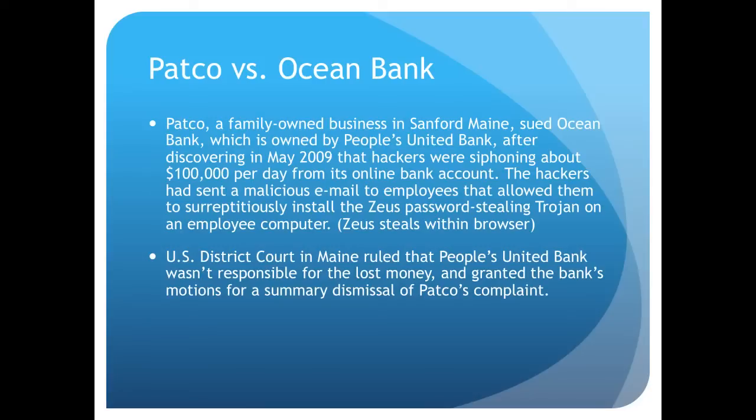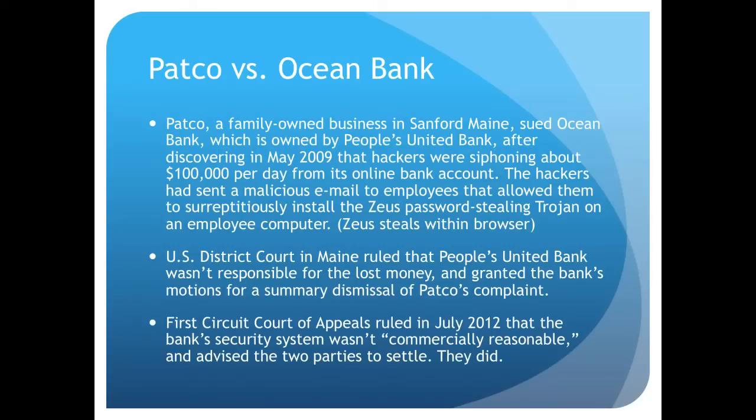U.S. District Court in Maine said that the bank wasn't at fault. The problem was with the employees. The problem was with the company. It went up one more level. The First Circuit Court of Appeals then ruled in July 2012 that the bank security system wasn't commercially reasonable and advised the two parties to settle, which they did. The end result was that the bank refunded the money, and the company ate their lawyers' fees.